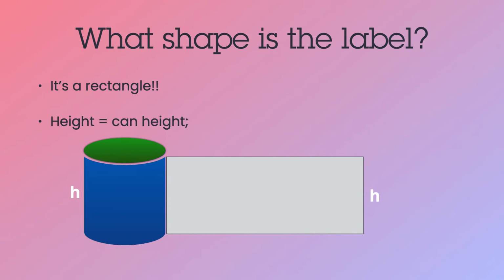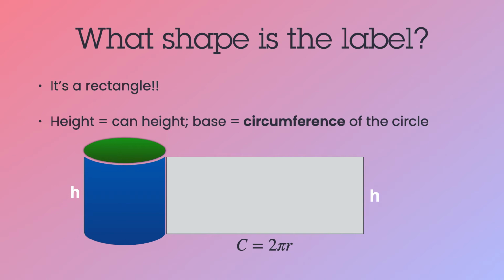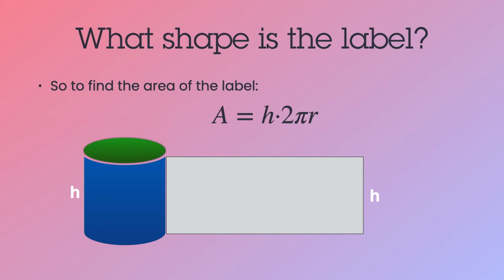The base, though, remember, the base is what wrapped around the edge of the circle. And if you remember vocabulary from years past, something around the edge of the circle is called the circumference. So circumference of a circle, the formula for that is 2 times pi times the radius. Generally, in your cylinder problems, you'll be given height and you'll be given radius, which is actually all you need for this. So to find the area of the label, we're going to use our base times our height, 2 pi r times h, and that is all you'll need to do.